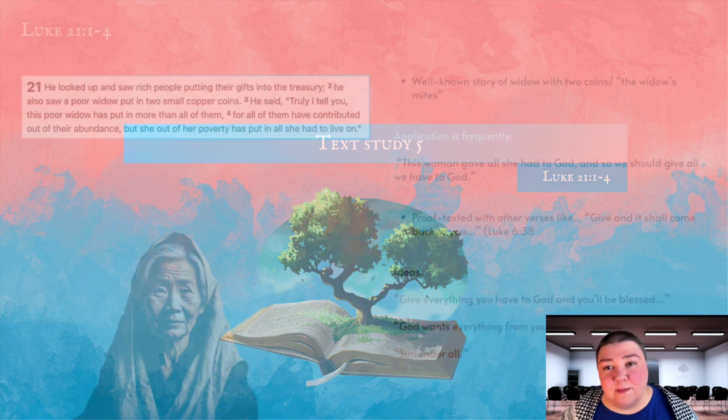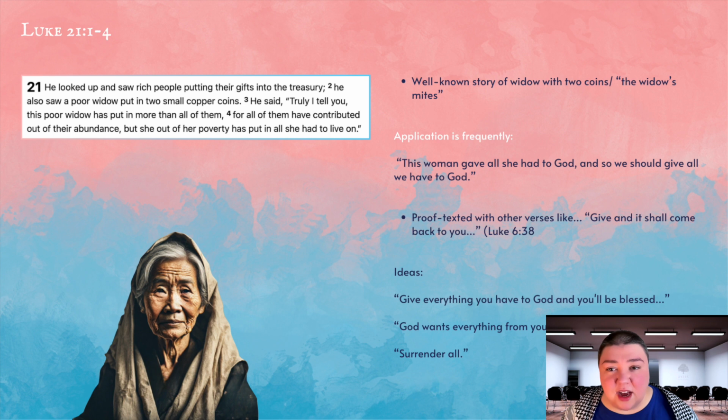Luke 21. He looked up and saw rich people putting their gifts into the treasury. He also saw a poor widow put in 2 small copper coins. He said, "Truly, I tell you, this poor widow has put in more than all of them, for all of them have contributed out of their abundance, but she, out of her poverty, has put in all she had to live on."